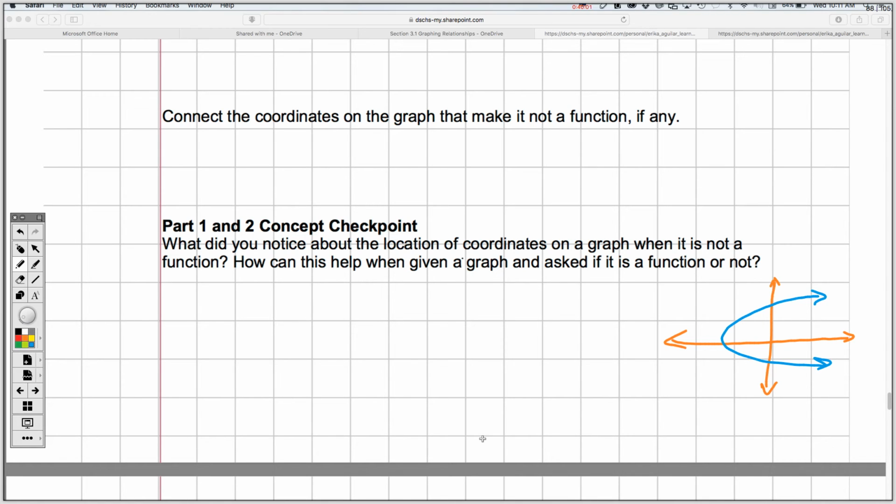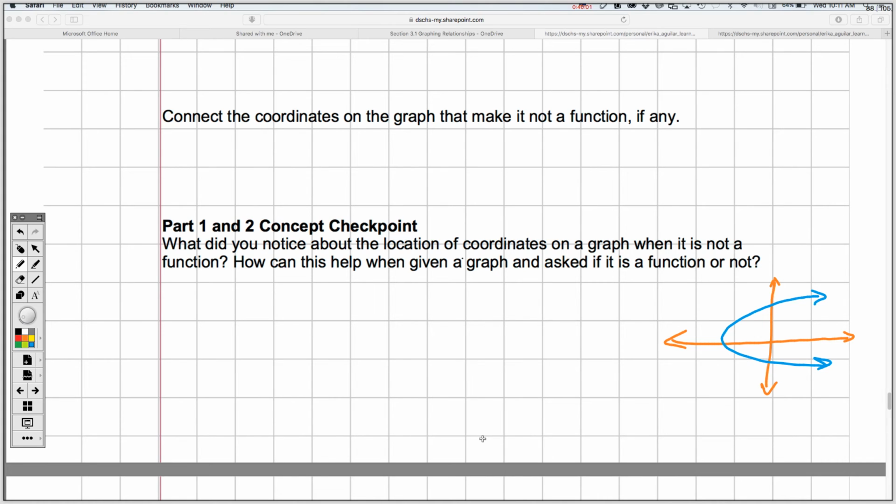Say it one more time, a little bit louder. I couldn't hear it. When the coordinates on a graph are in a function, you can connect them with a line. Okay, good. So you can connect them with the line. So what kind of line? One that goes left to right or up and down?